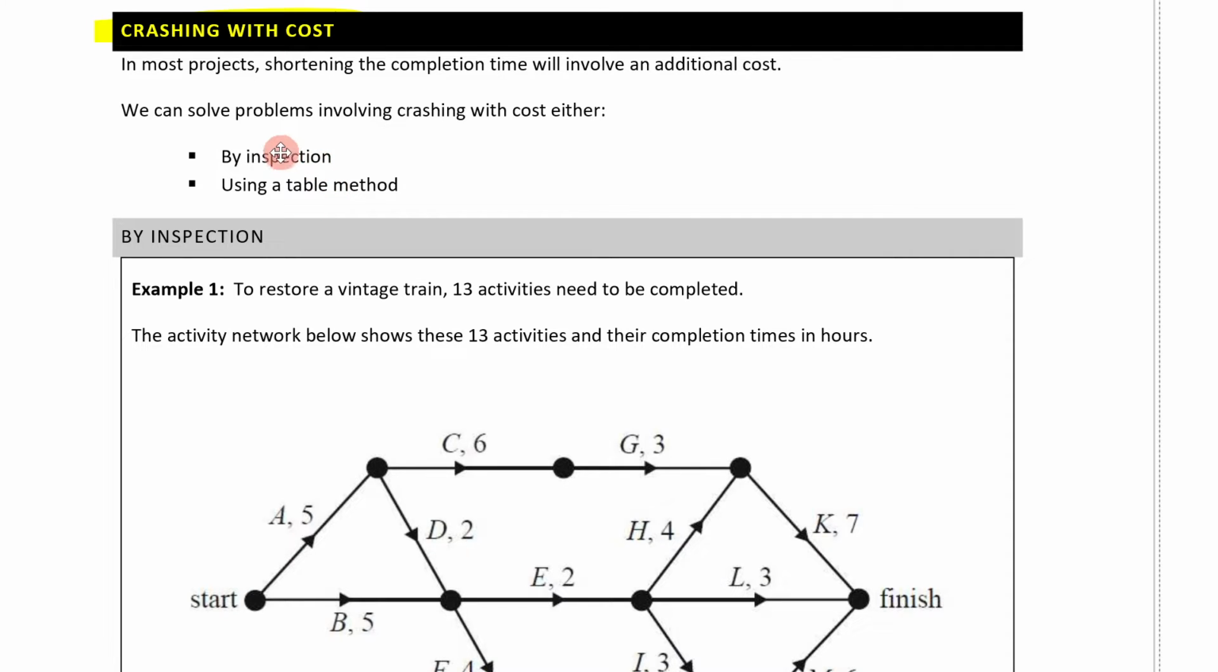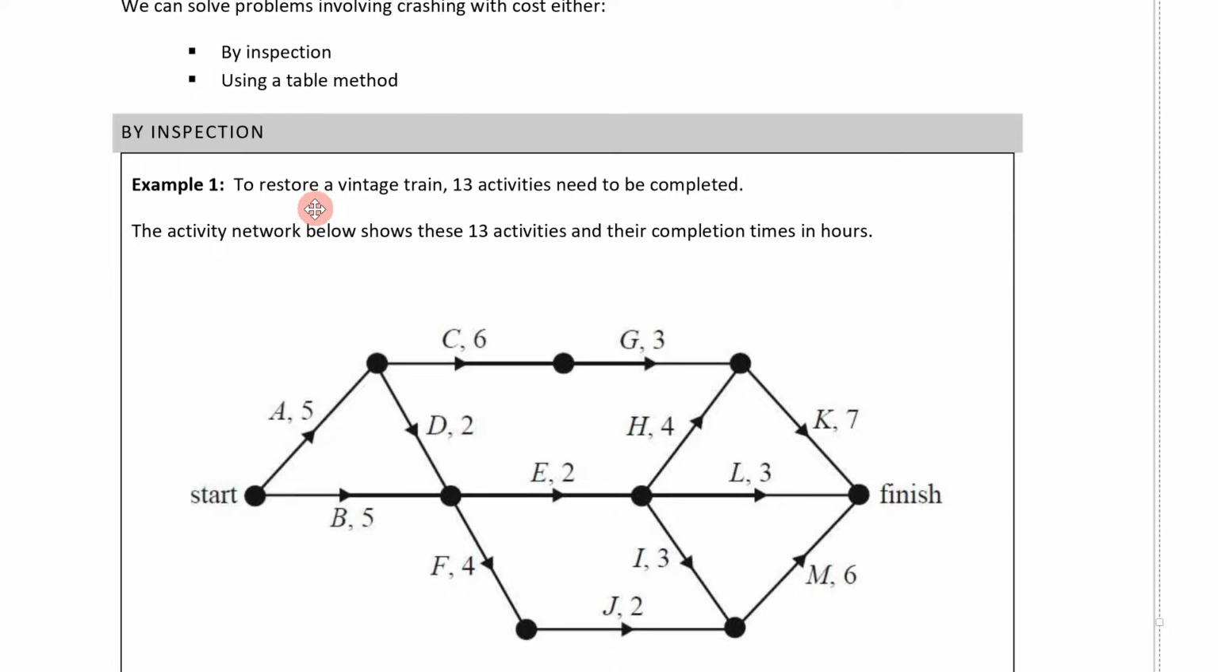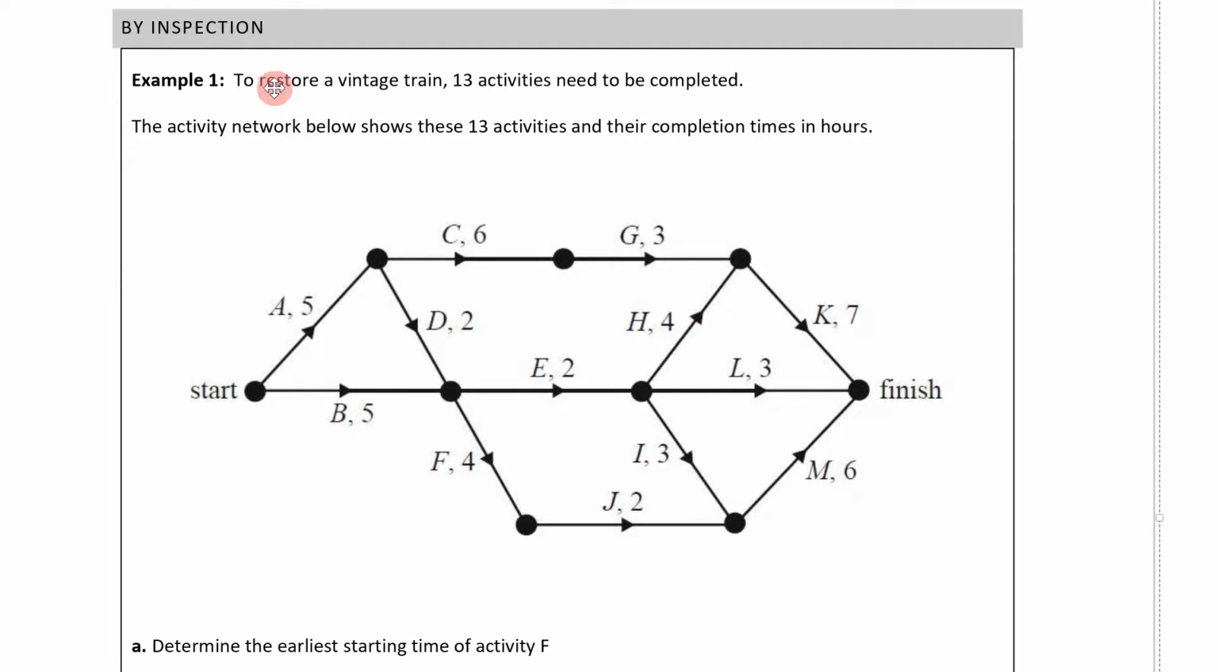We've already seen inspection quite a bit, and now we're going to start seeing this new method, the table method, as well. But let's jump straight into example 1. To restore a vintage train, 13 activities need to be completed. The activity network below shows the 13 activities and their completion time in hours. Let's see if we can do a forward and backward scan here.